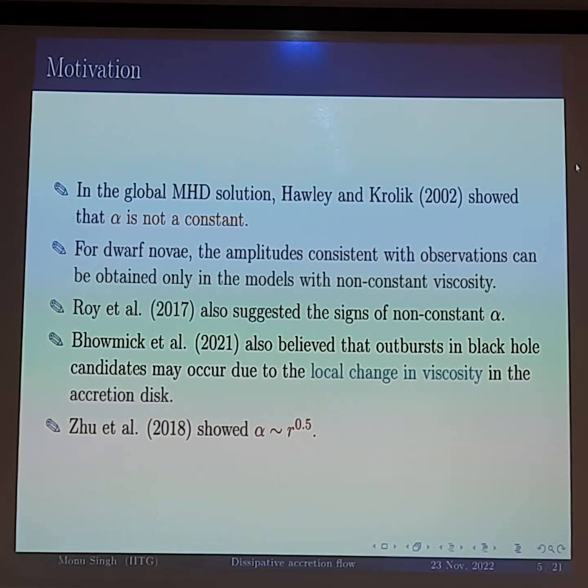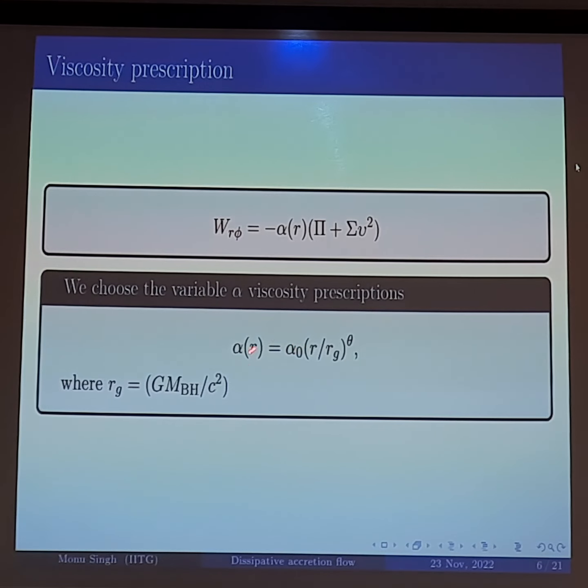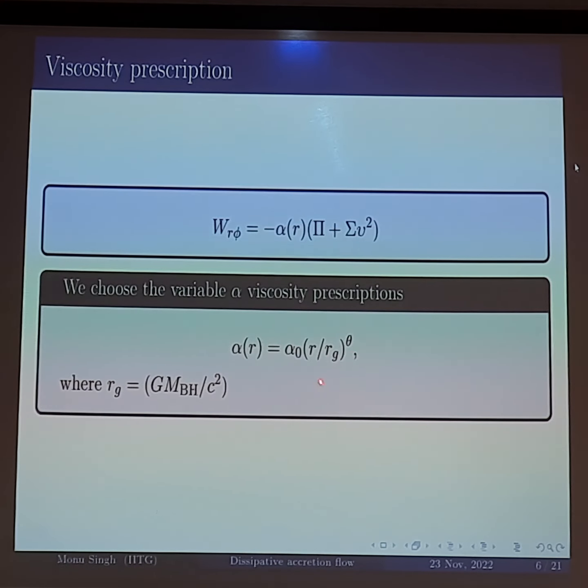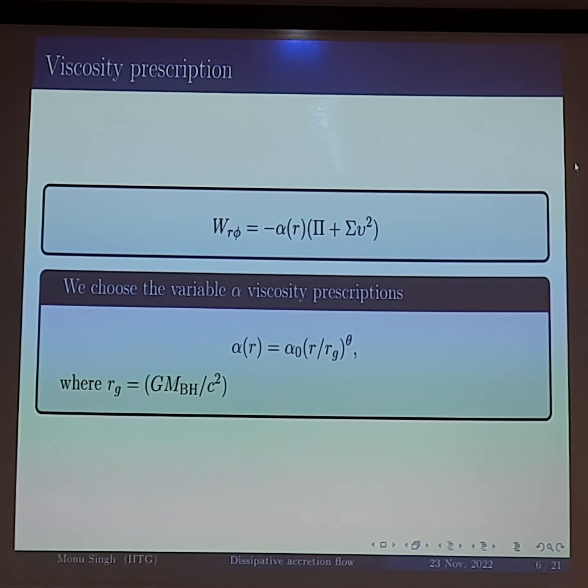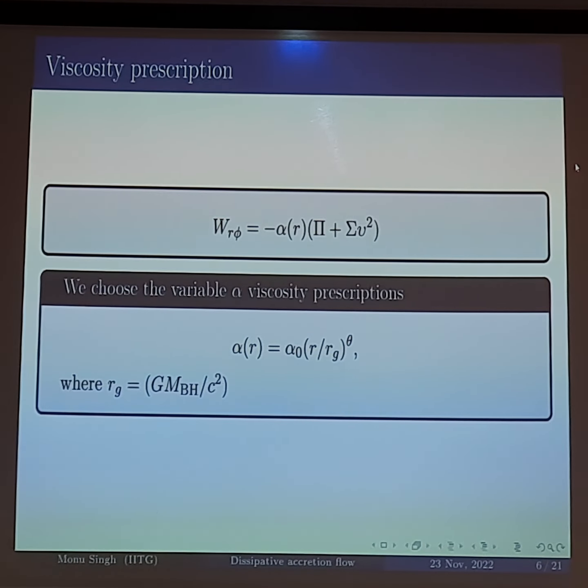So for a general case, we choose alpha to be of the form alpha naught times r to the power theta, where r is divided by Rg, since this has to be dimensionless, so we multiply it with this unit of length, which is Rg, GM_BH by c square. So instead of one parameter, now we have a two-parameter viscosity. One is alpha naught, another one is theta. Let's see how things go.